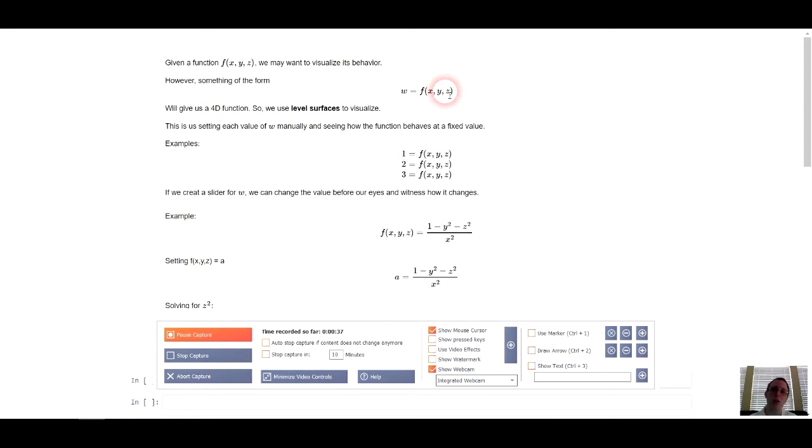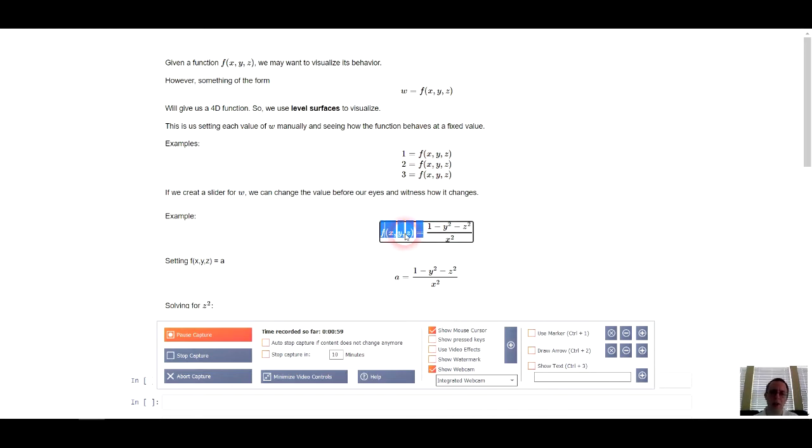So what we can do is generate this idea called a level surface. So for that w value, if we set it equal to 1 or 2 or 3, we now have a function of really just 3 variables, and we can solve for z and then plot x, y, and z together. So let's look at an example.